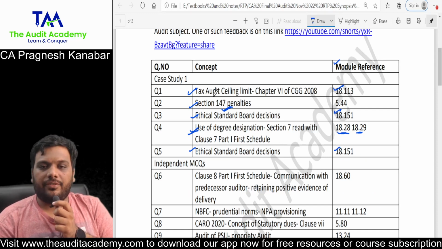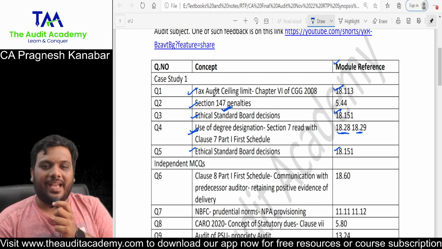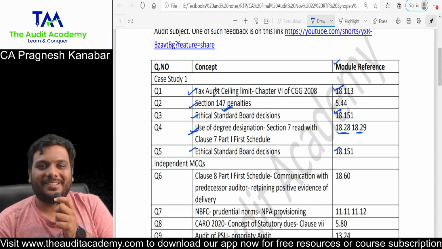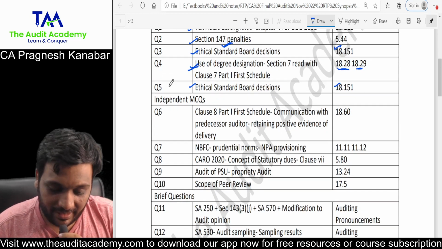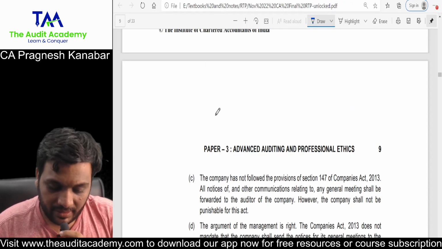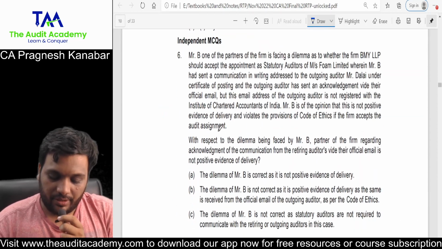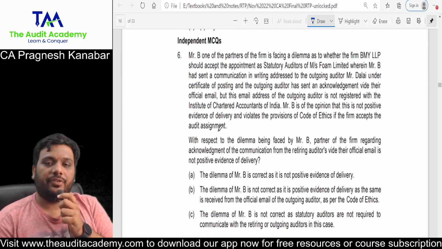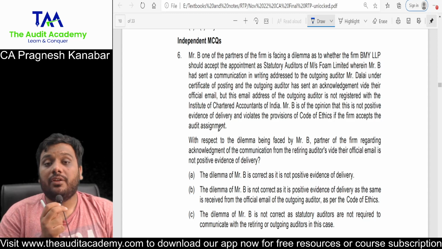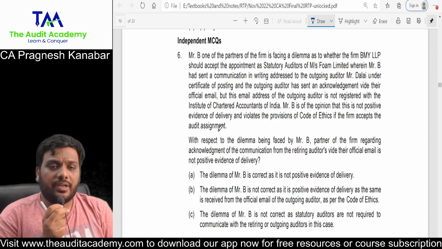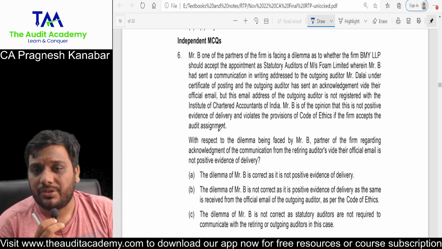But I hope that you have done a detailed reading of professional ethics and you haven't skipped any part over there. As you can see, right from the first page till the last page, they can put up anything over there. Okay, now in this independent MCQs, question number 6 is fairly simple. So communication with the previous auditor, as per clause 8 part 1 first schedule, before accepting the audit, we need to ensure that we are communicating with the previous auditor. If the previous auditor is a chartered accountant, and that requirement applies in all types of audit where previous auditor was a chartered accountant.